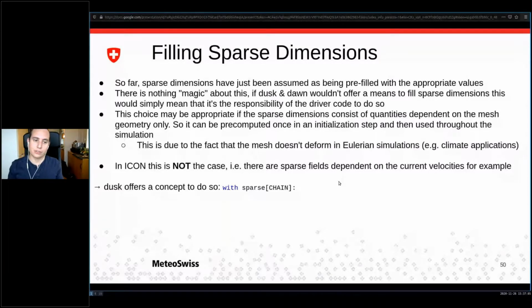And it turns out that in Icon, this is in fact not the case. There are sparse dimensions which are, for example, dependent on velocities. So they are dynamic, and we also need to be able to address this within DSL code.